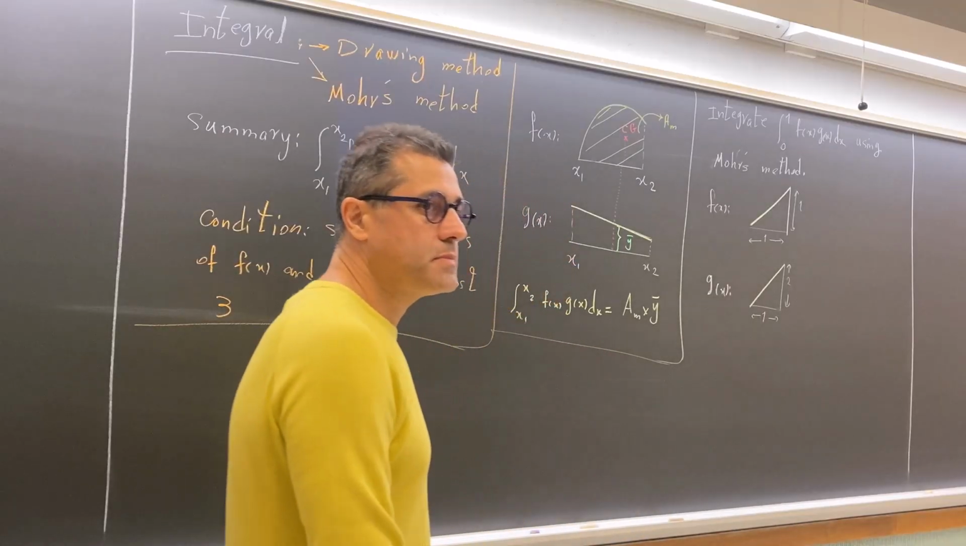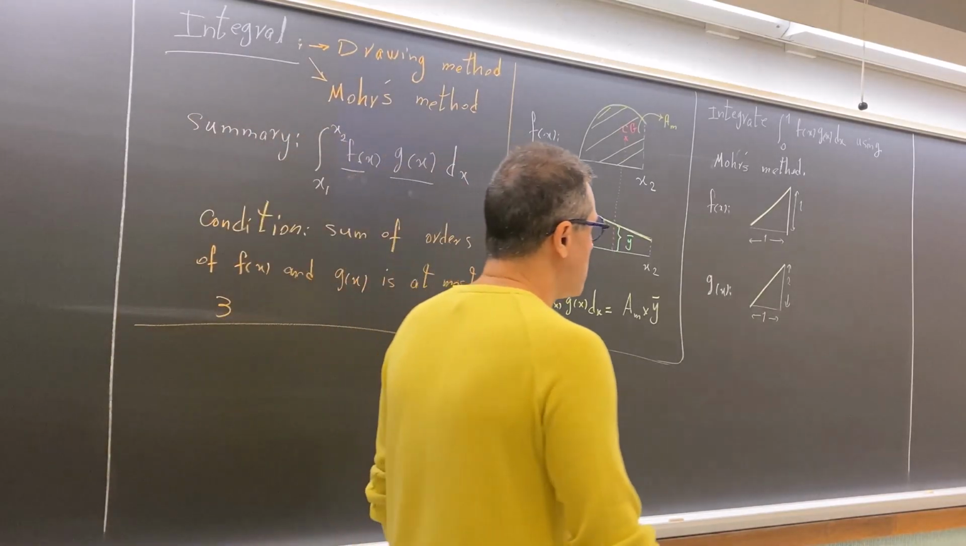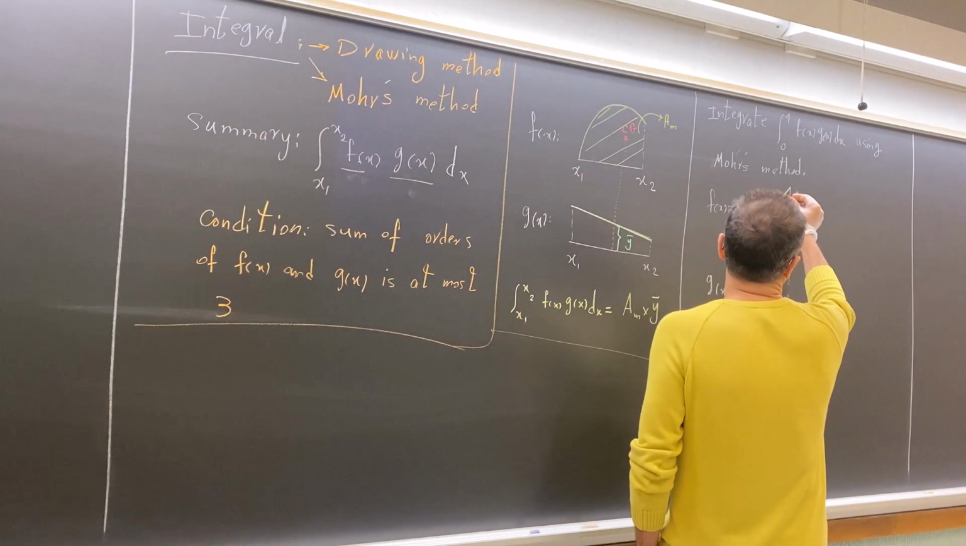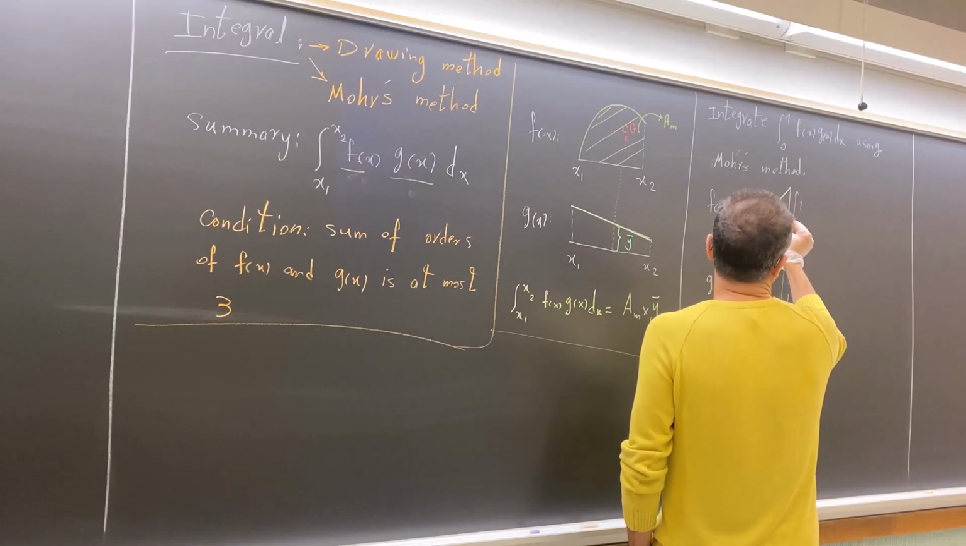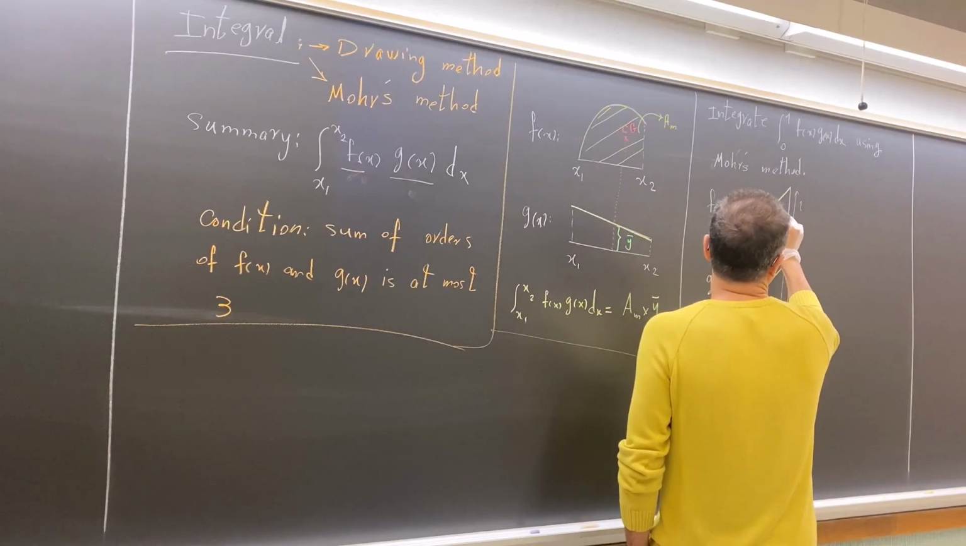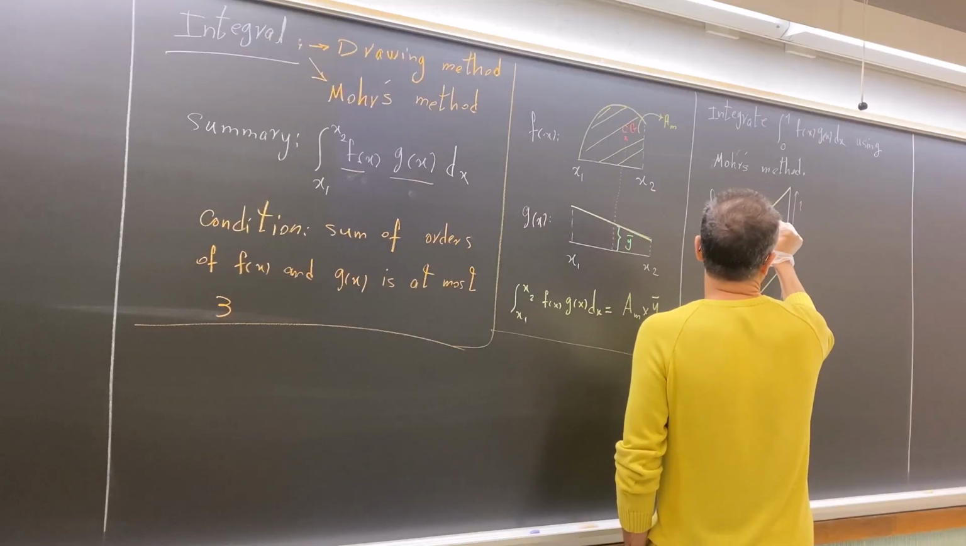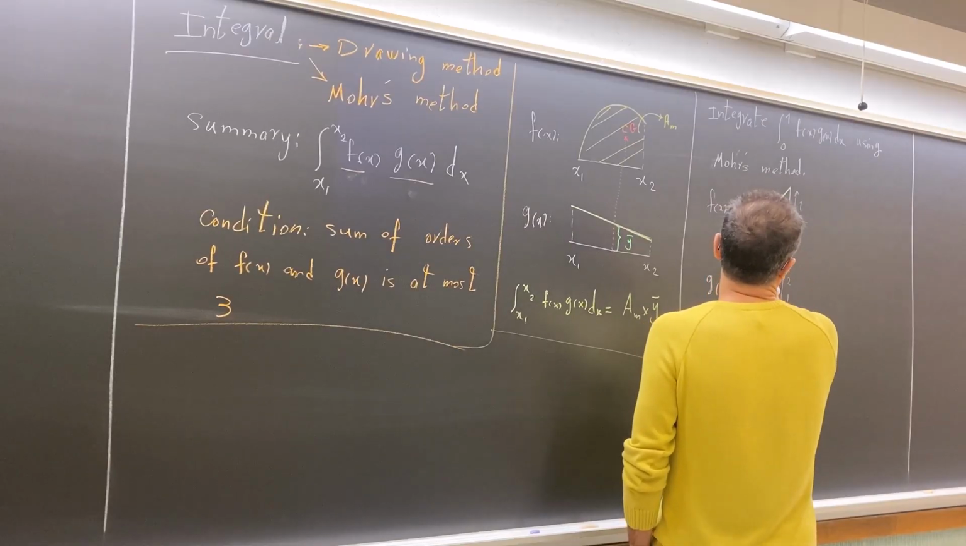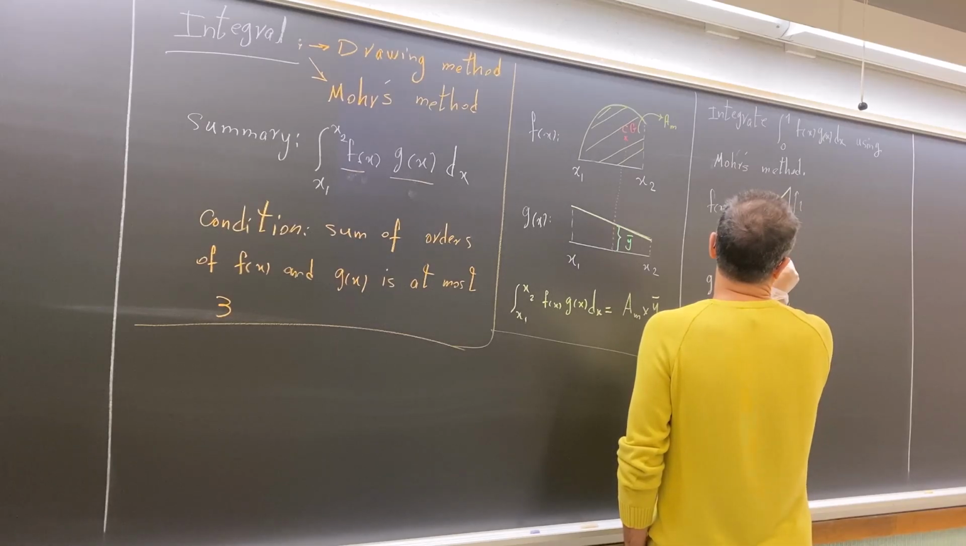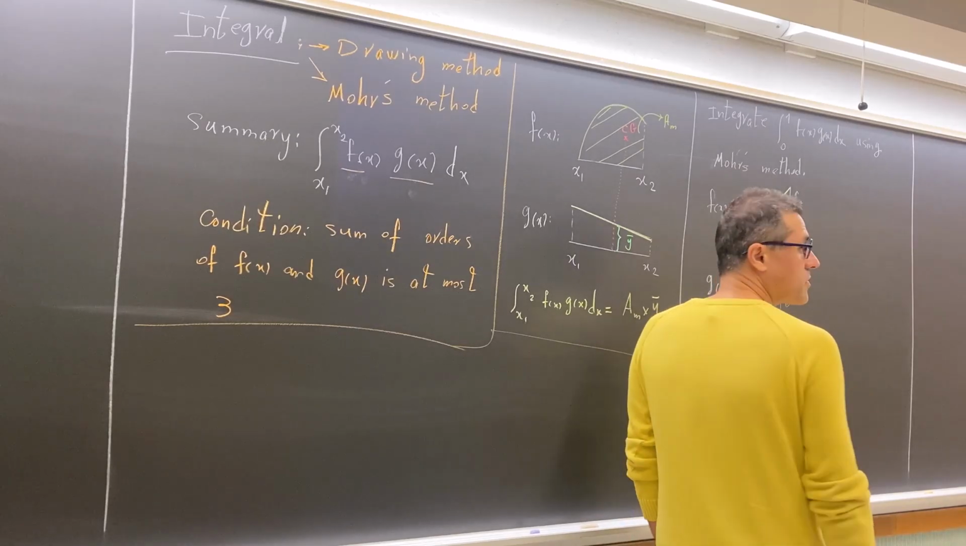What is the first step? We find the centroid of f(x). So you know the centroid of the area of the triangle is at 1/3, 2/3. So it's here. This is 1/3. This is 2/3.